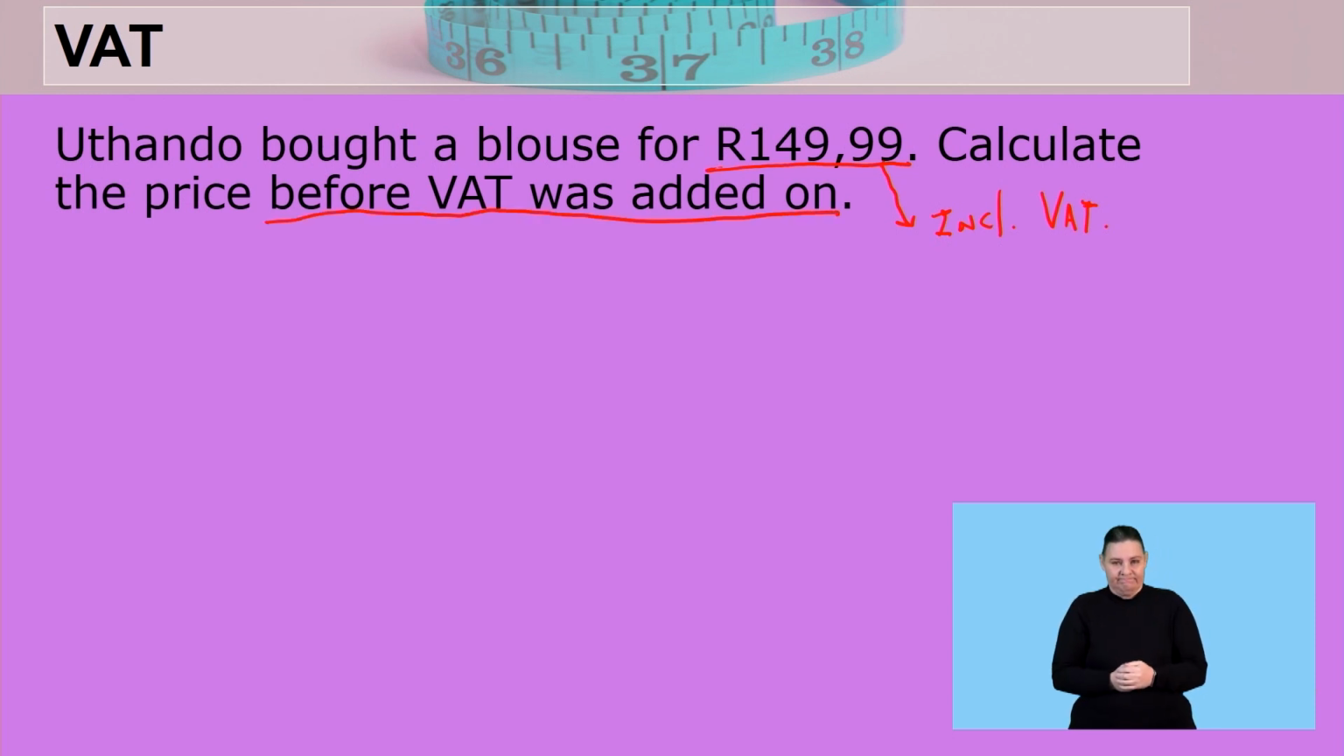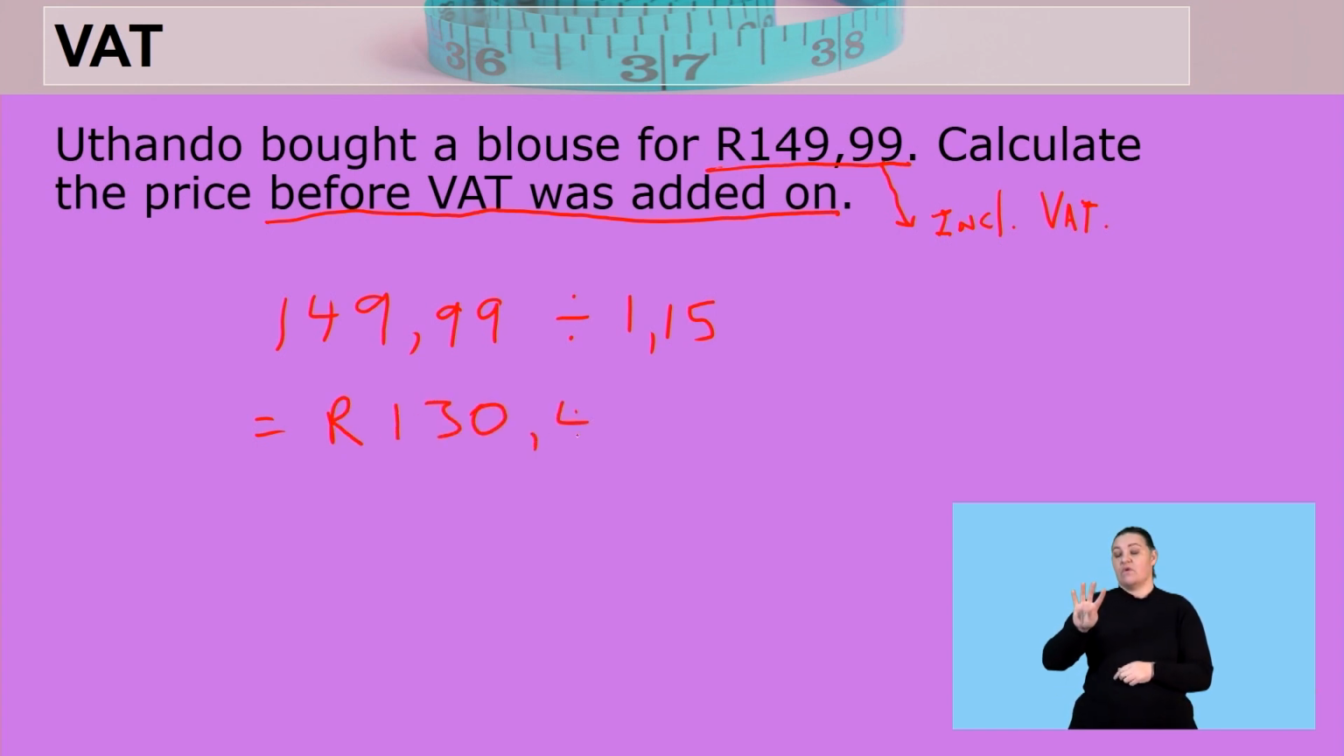If we have the VAT inclusive price, the price including VAT, what must we do? Let's think. We've got to divide. We've got to take the price of 149.99 and we've got to divide that by 1,15. And that gives us 130 Rand and 43 cents. And this price excludes VAT. Let's write that again. Excluding VAT.